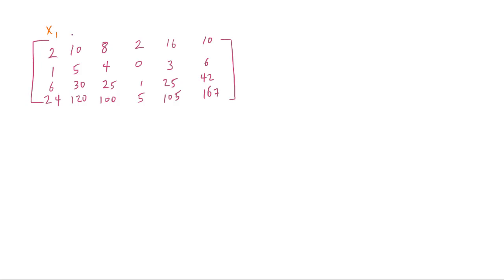What I mean by this is if you correspond the first column with x1, then the next one is x2, and so on, such that these ones correspond to x1, x2, x3, x4, x5, then you can think about the first row of this matrix as 2 times x1 plus 10 times x2 plus 8 times x3 and so on being equal to 10. So you can think of the first row as being the first equation in the system and the second row as being the second equation and so on.